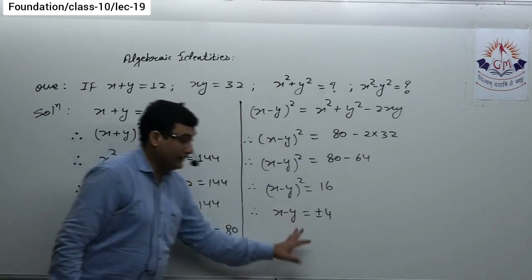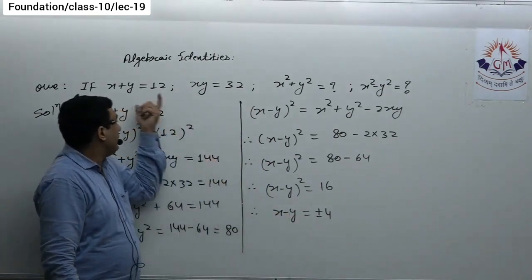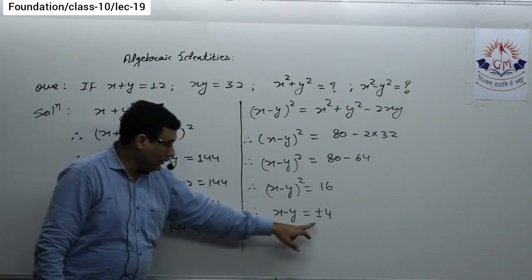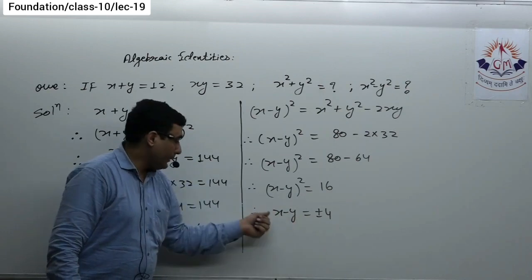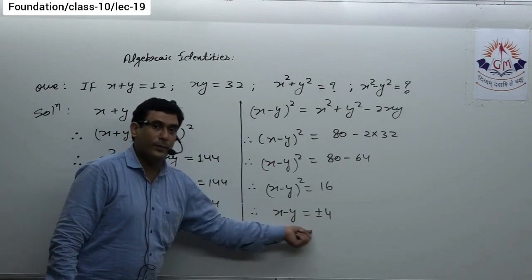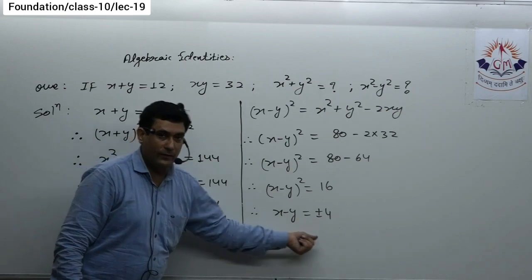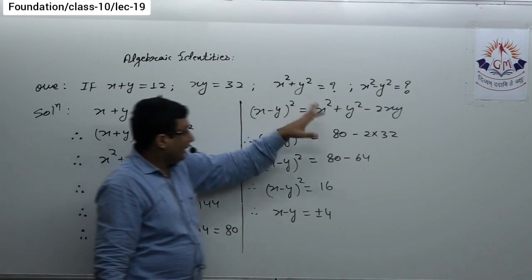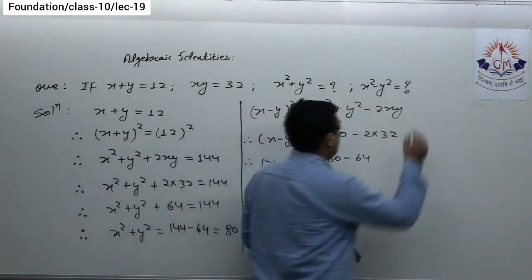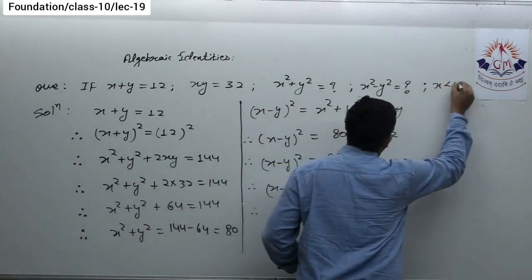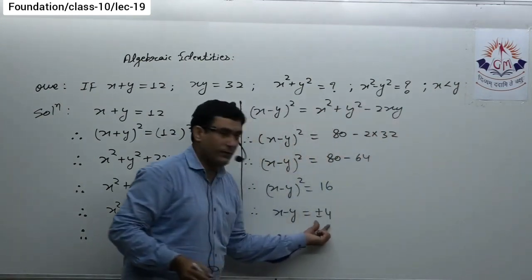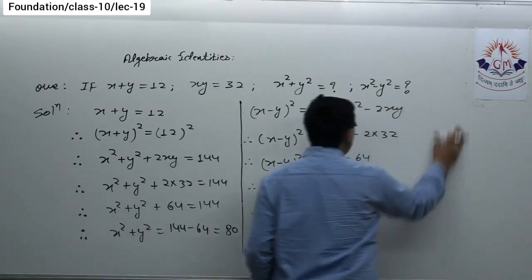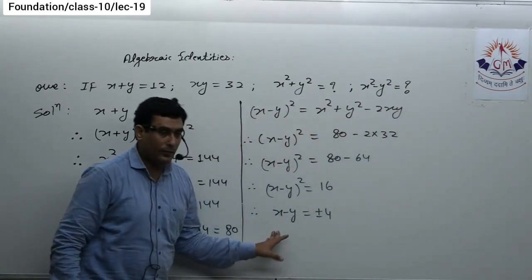Now here see, just right now I told you that we do not know whether x is greater than y or y is greater than x. So this plus minus sign shows that only. If I take x greater than y, it will be positive. If I take x less than y, it will be negative. So there are two possible values of x minus y. If I give you one more piece of information, that x is less than y, then definitely it will be minus 4. But this information is not given, so I have to consider both the values of x minus y.